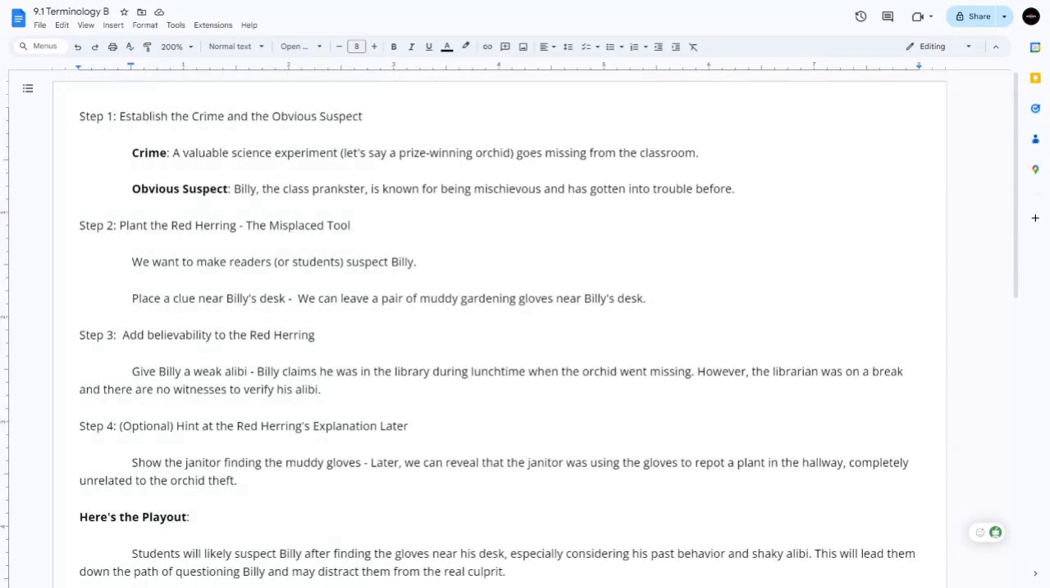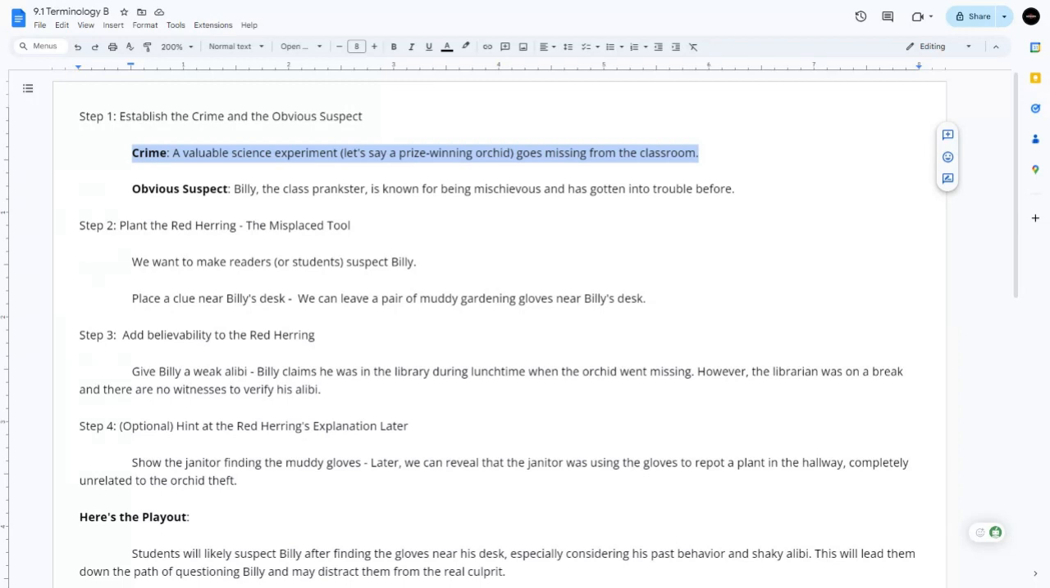Step one, establish the crime and the obvious suspect. Okay, so we write down what the crime is. In this situation, it's a valuable scientist experiment. Okay, let's say a prize-winning orchid goes missing from the classroom.